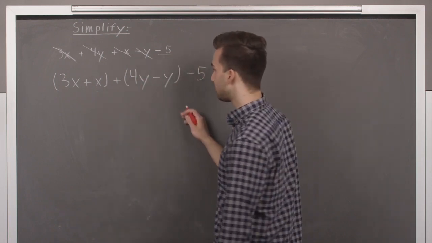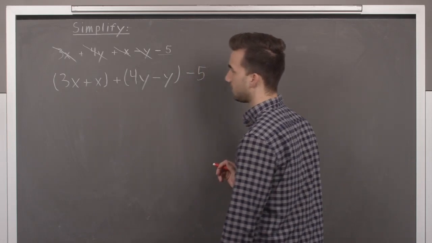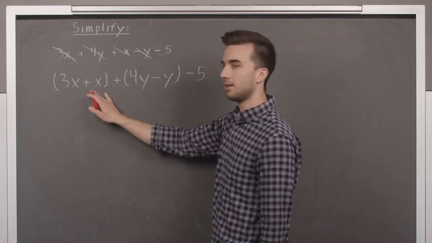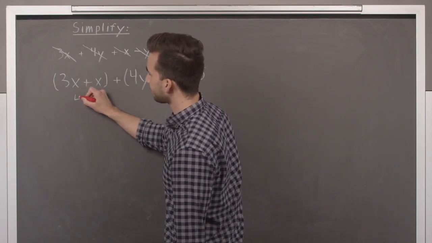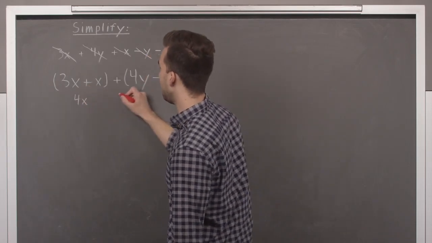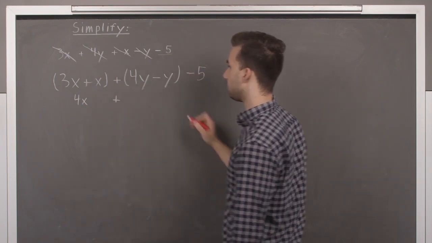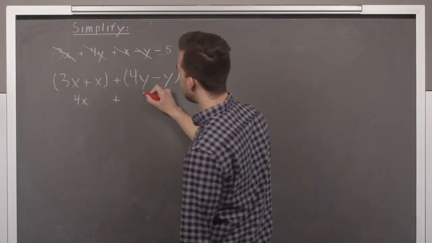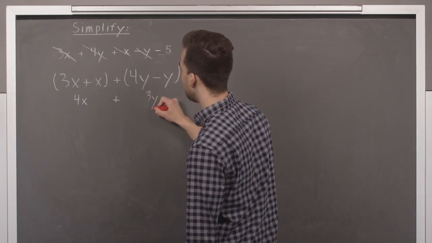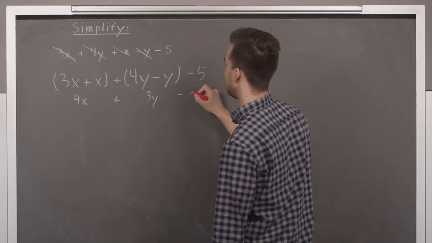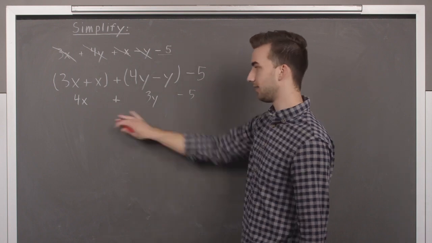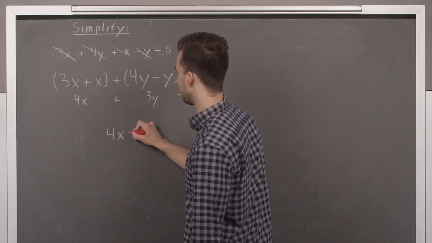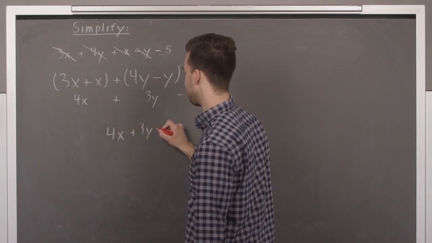So now we can just do the addition and subtraction problems to keep simplifying. So 3x plus x is 4x, and then we have plus, well, 4y minus 1y is 3y, plus 3y, and then we have -5 over here. So I'm just going to take this and write it neater down here, but that is our solution for this example.